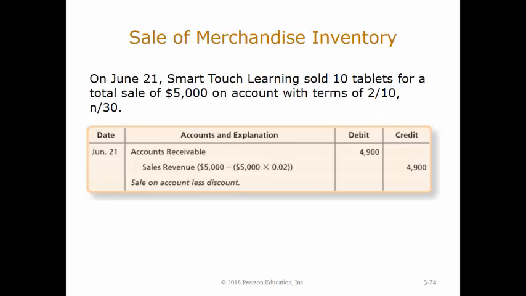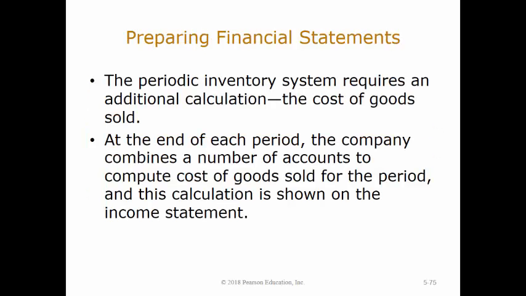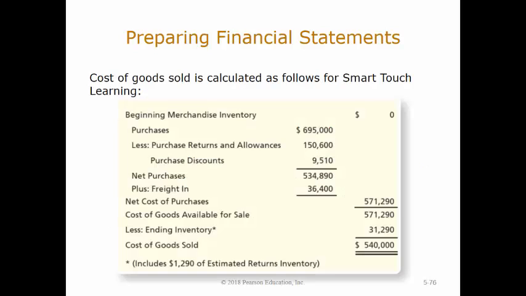Accounting for sales discounts and sales returns and allowances is the same as in a perpetual inventory system, except there are no entries for merchandise inventory. The periodic inventory system requires an additional calculation, the cost of goods sold. At the end of each period, the company combines a number of accounts to compute cost of goods sold for the period, and this calculation is shown on the income statement. Cost of goods sold equals $540,000 for Smart Touch Learning.